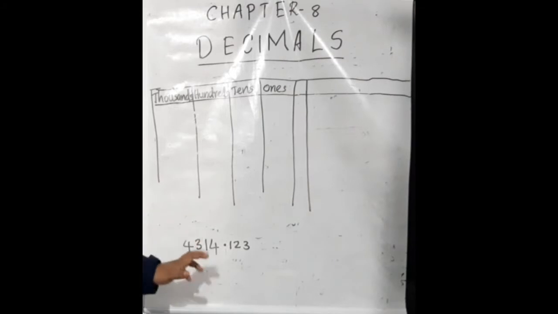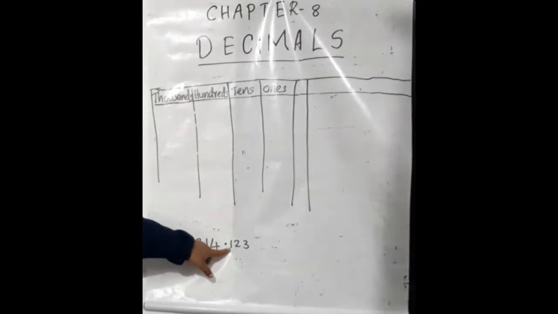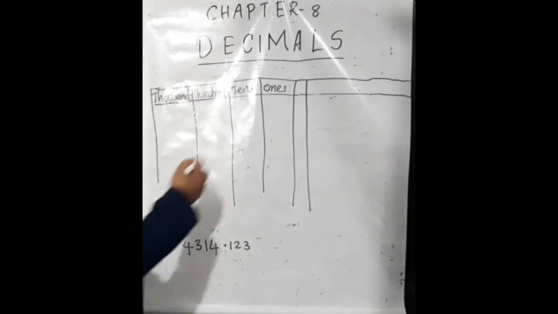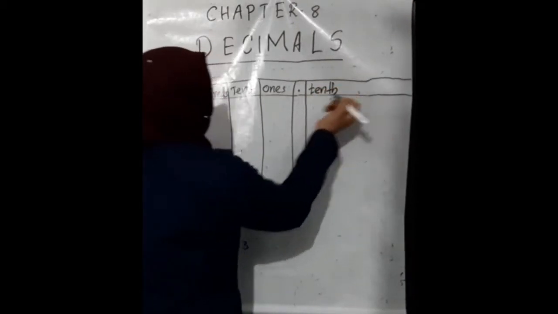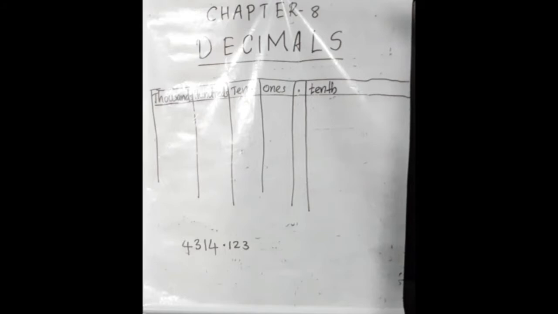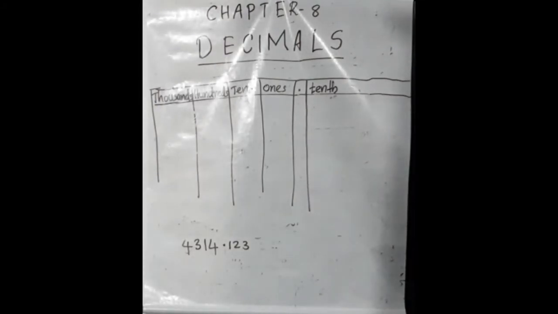Yes, we have discussed just before the representation of decimals on the number line. What will be the place value of 1? Yes, the place value of 1 will be tenth. Place value of 1 will be tenth.